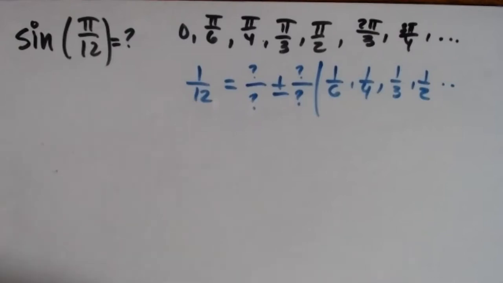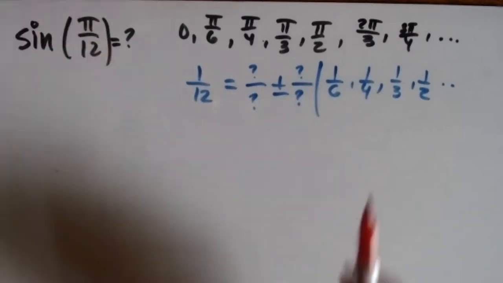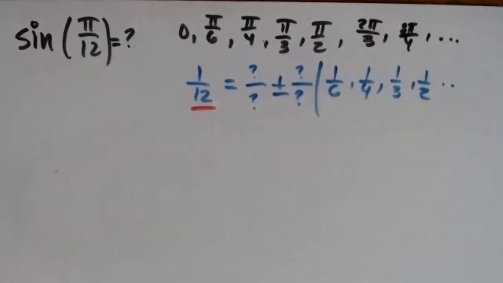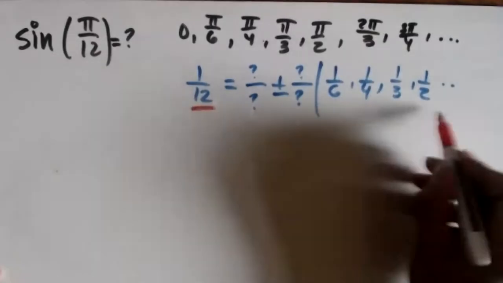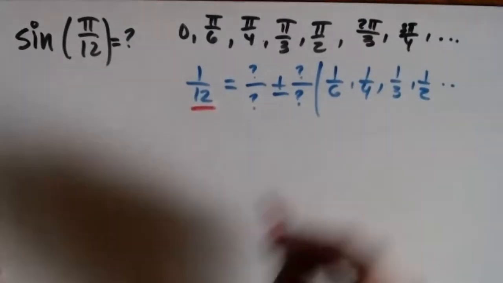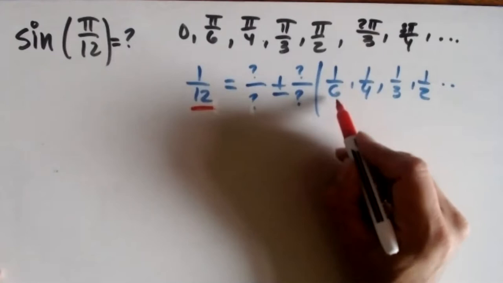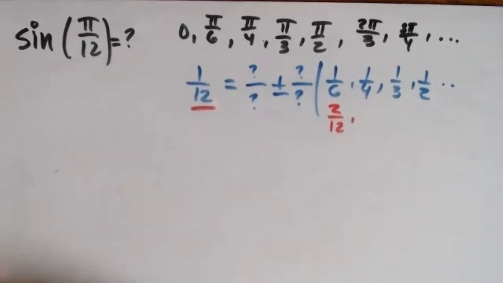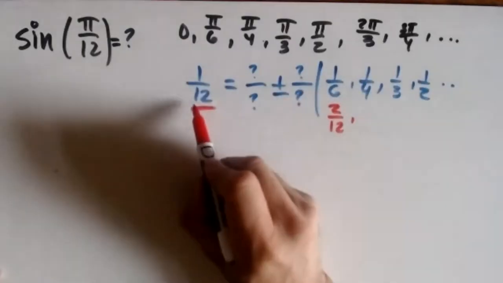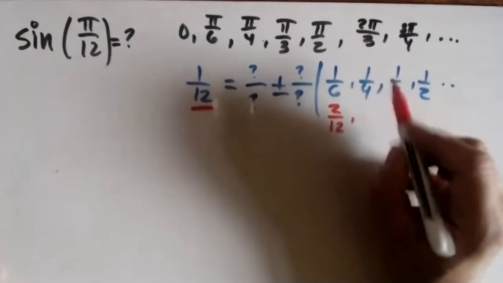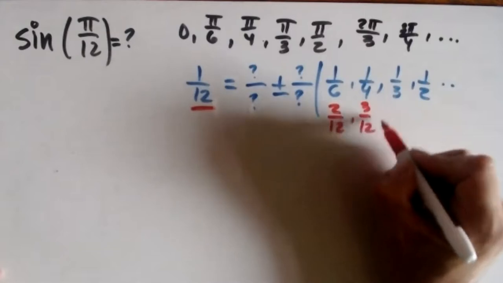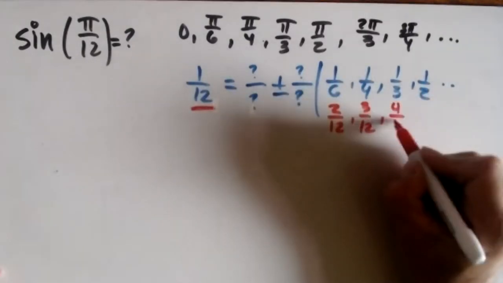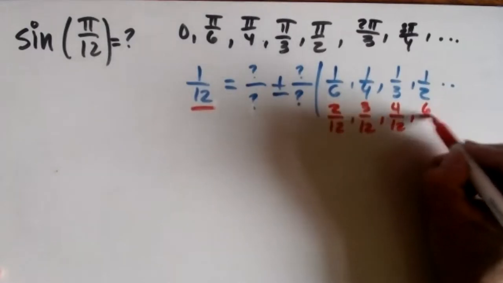Okay, let's do this trick. I need 12s, correct? So the first thing I have to do is make 12s here. This is 6. 6 times 2 is 12, so these are 2 12s. Then 4 times what is 12? 3. 4 times 3 is 12, so these are 3 12s. These are 4 12s, and these are 6 12s, correct?